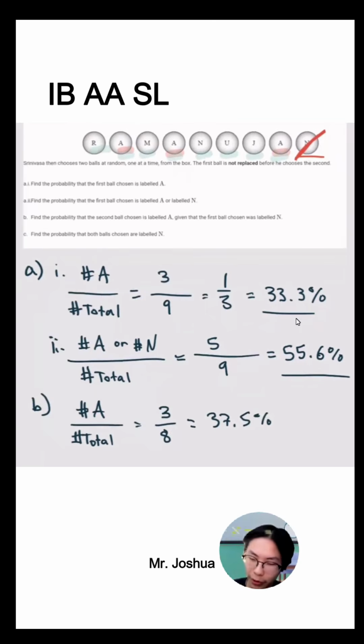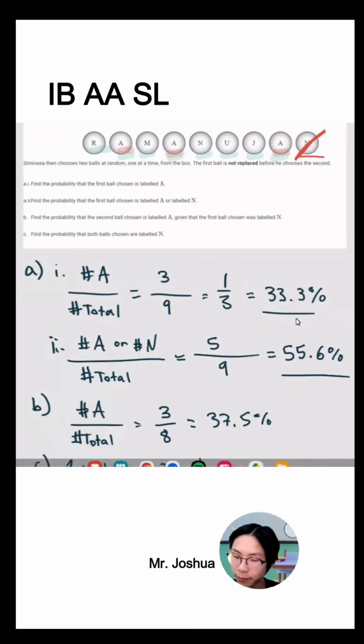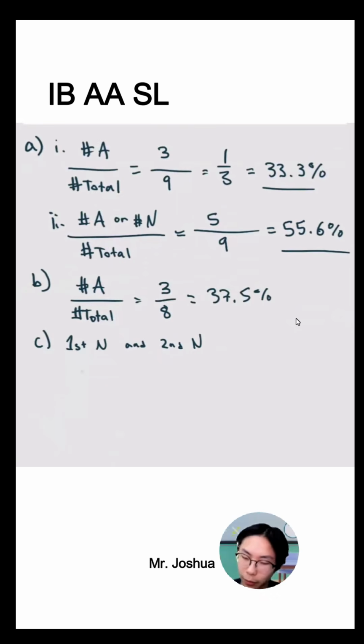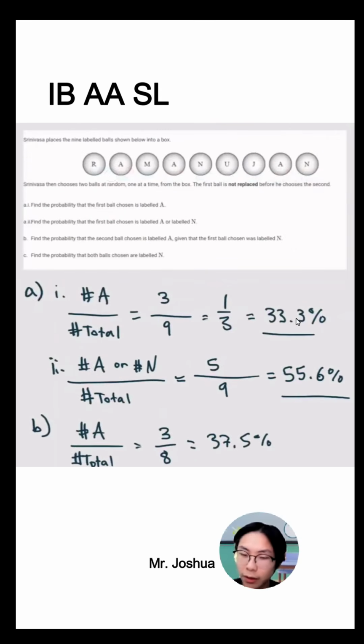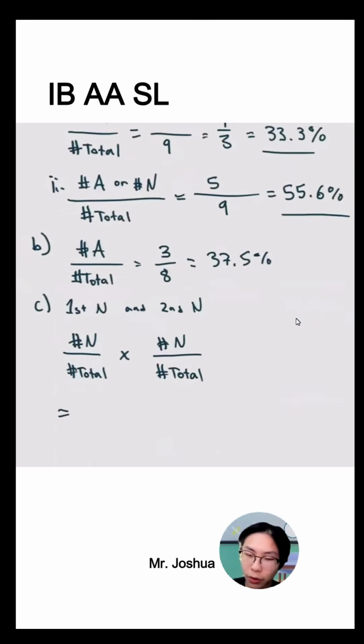The last part says find the probability that both balls chosen are labeled N. So we need the probability of the first ball being N, and we need the probability of the second ball being N. For this, we need to find the probability of the first ball, which is the number of balls labeled N divided by the total balls in the box, and we multiply that by the number of balls labeled N that are left divided by the number of balls that are left in the box after that. The number of balls labeled N is 1, 2 over the total, which is 9, multiplied by the number of balls that are left.